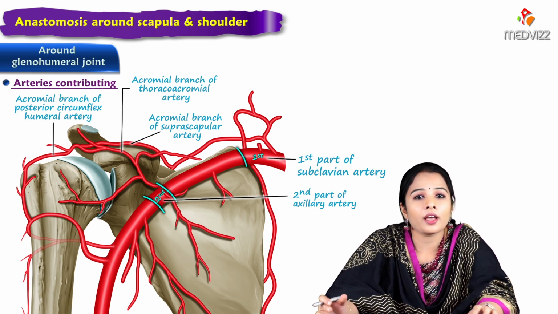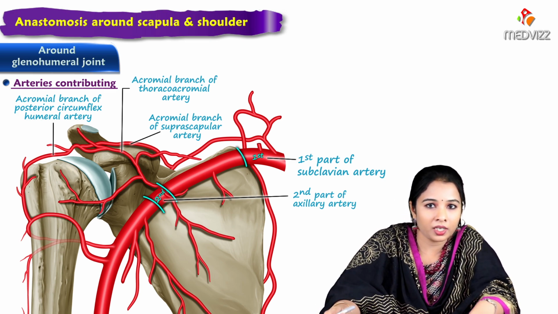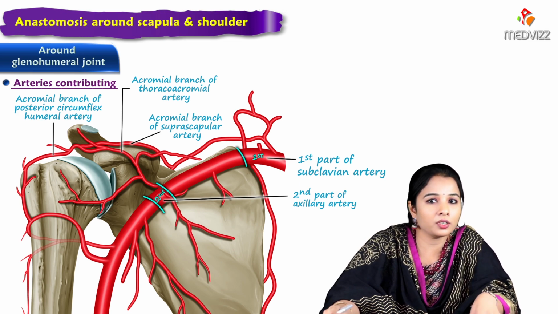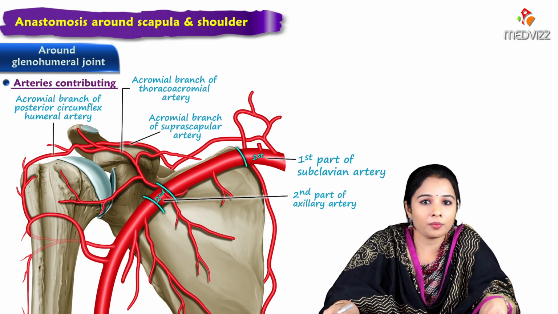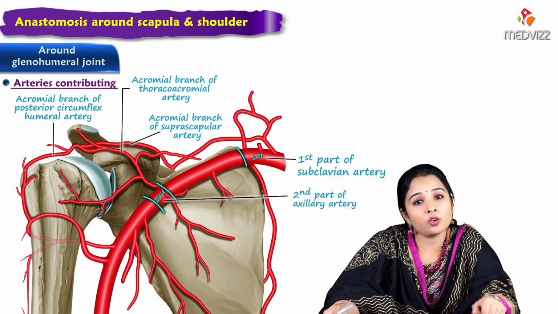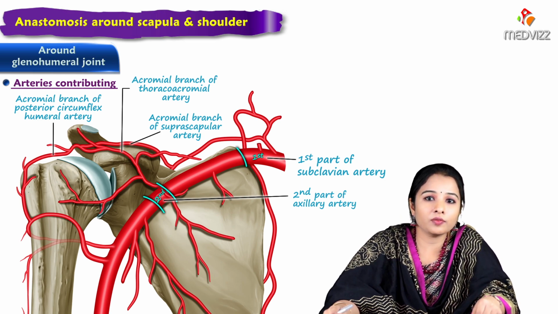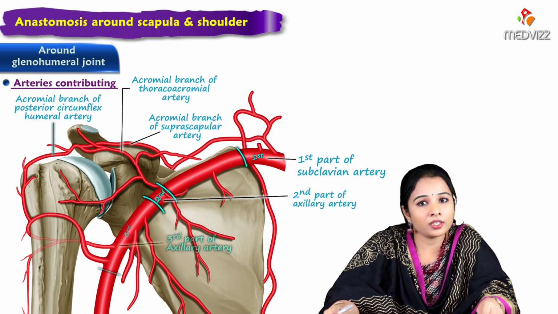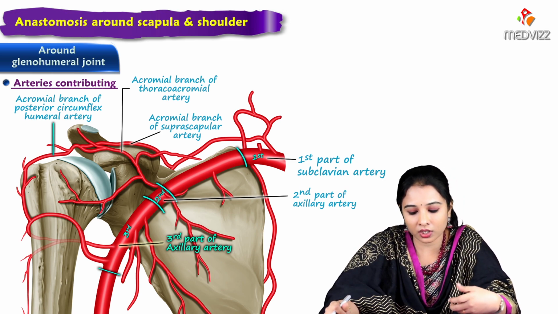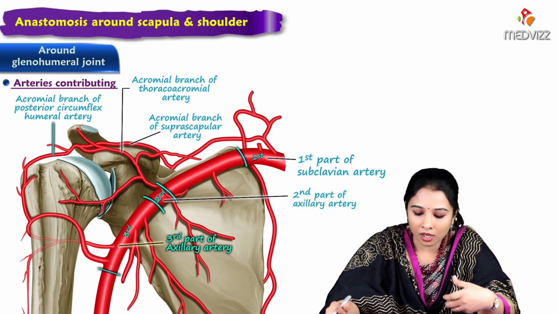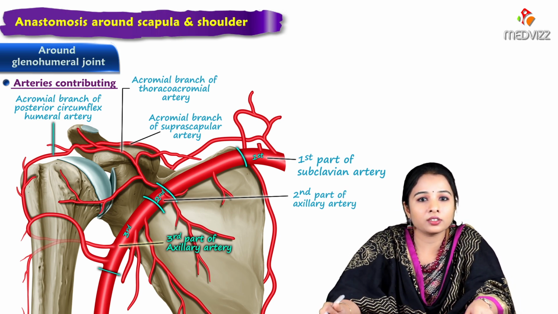I'll repeat: the acromial branch of the thoracoacromial artery, which is a branch of the second part of the axillary; then the acromial branch of the suprascapular artery, which is a branch of the first part of the subclavian; then the acromial branch of the posterior circumflex humeral artery, which is a branch of the third part of the axillary artery. All these three arteries anastomose above the acromion process, forming the acromial anastomosis.